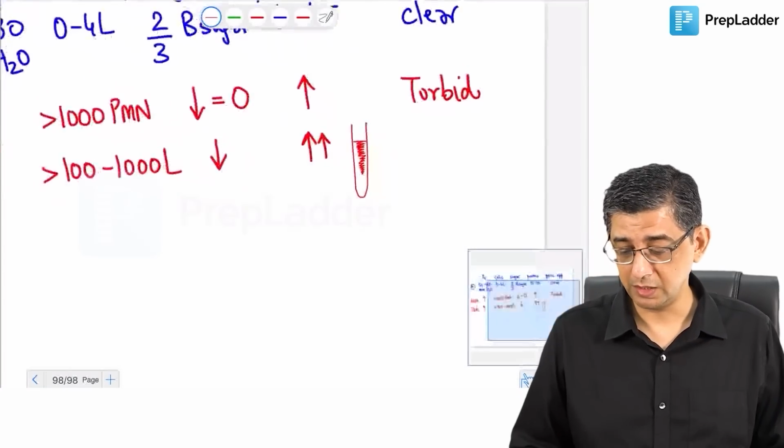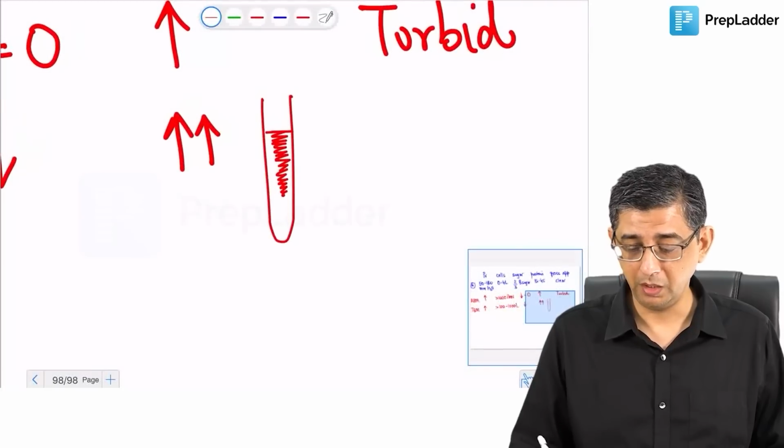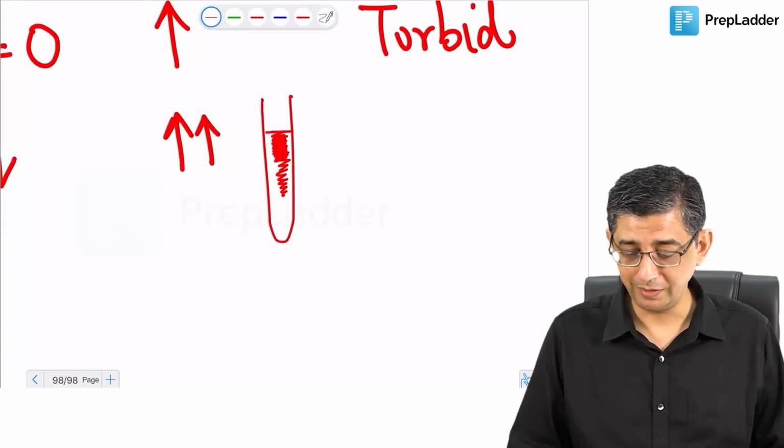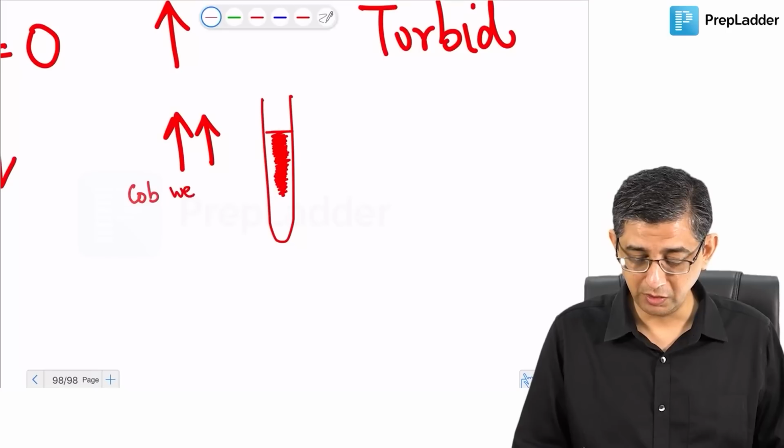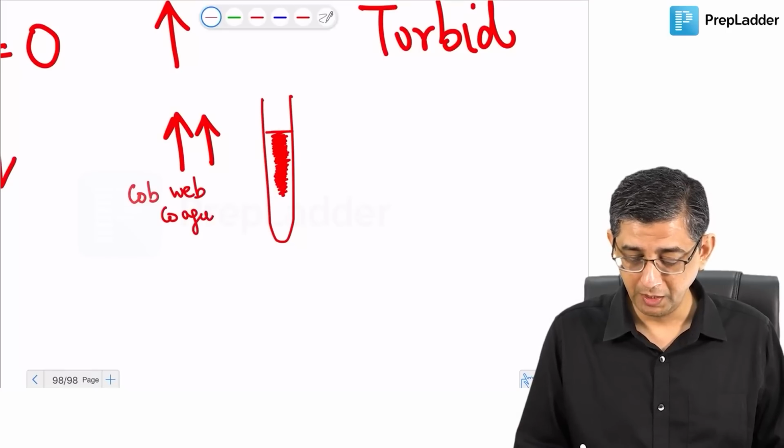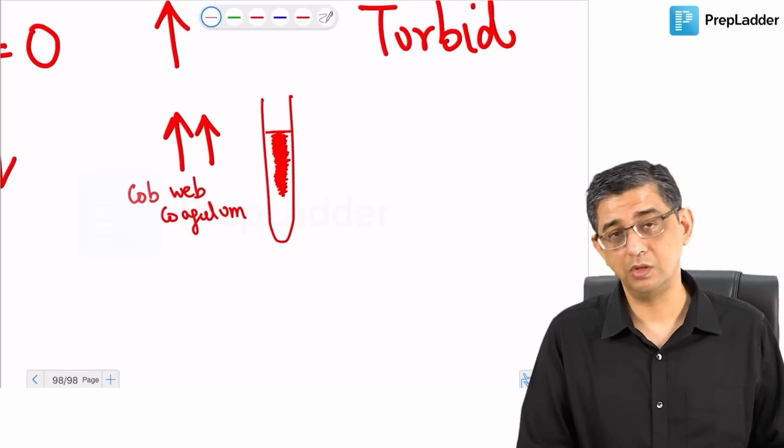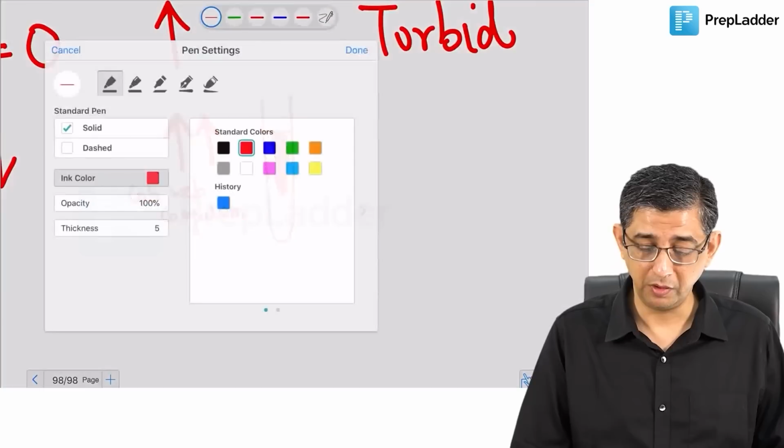You can see in this case, I've shown the proteins forming a clot or a plug inside the test tube, which is hanging in the test tube upside down like a basketball net. And the technical term that they use for this is called cobweb coagulum. They love to actually ask about this cobweb coagulum, and micro people are very fond of cobweb coagulum.